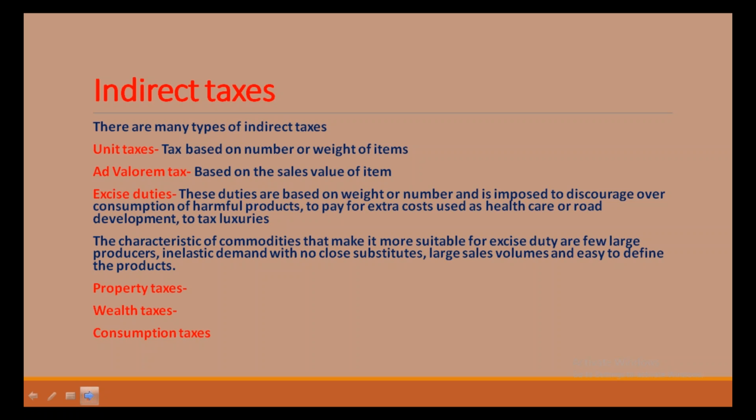Consumption taxes. That is basically things like the value-added tax we pay on usage, on consumption. Whatever we pay taxes on is what we call consumption taxes. So these are all types of indirect taxes. You may get a question listing many taxes and asking you to list out the indirect taxes. So unit tax, ad valorem tax, excise duties, property, wealth, consumption, all are indirect taxes.